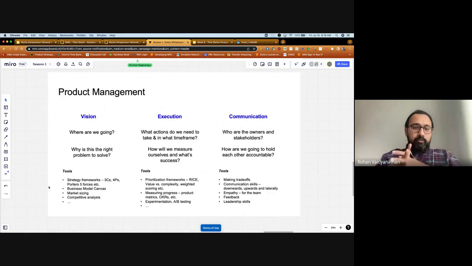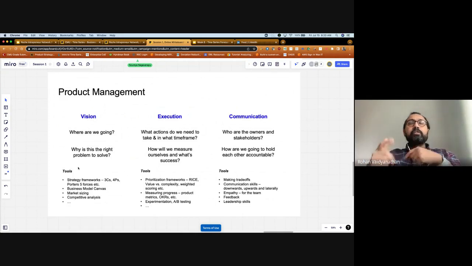Vision, in the sense of where are we going and why is this the right problem to solve? I think spending a lot of time here and making sure that you get this right before you spin up a team, start building designs, and writing code, is very valuable.